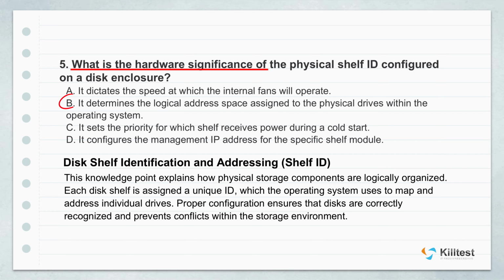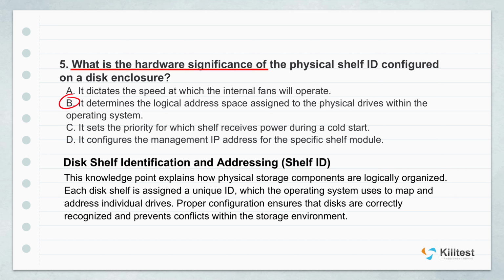On the back of every physical disk shelf, there is a tiny digital display with a button. The engineer physically pushes that button to assign a number, say, shelf 01, shelf 2. Right. The OS reads that hardware ID and creates a logical map. It now knows that drive 4 and shelf 1 is definitively a different piece of physical hardware than drive 4 and shelf 2. It's literally the street address for the data. Drive 4 is the house number, shelf 1 is the street name.